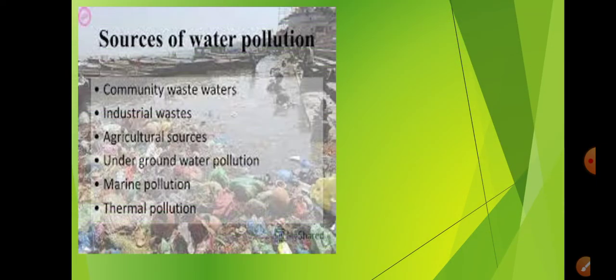Now, moving further, we have the sources of water pollution. What are the sources from where, or what actually causes your water pollution? The first one being community wastewaters. Community wastewaters means the waters coming from our homes or households. We are using water on an everyday basis to take a bath right from the morning, to wash our face, to brush the teeth, for cooking, cleaning the house, even in the toilets, right?